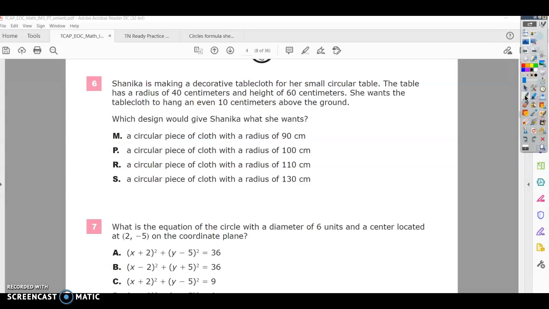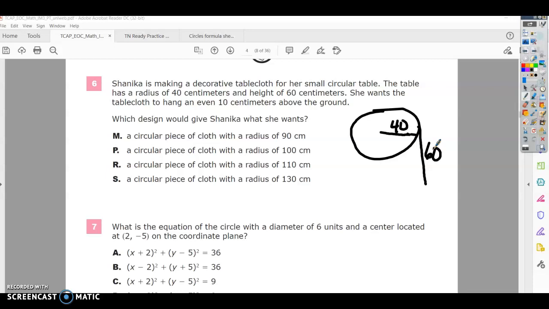All right, so forgive my poor drawing, but your radius goes from the center out. So this is 40 centimeters and a height of 60 centimeters. And again, I'm not a drawer, but the height is 60.